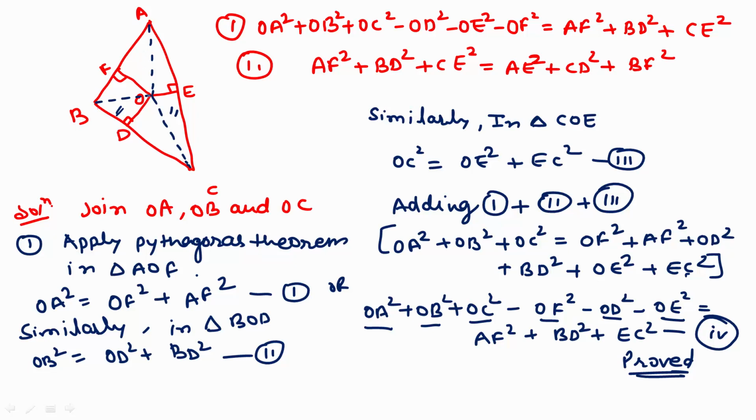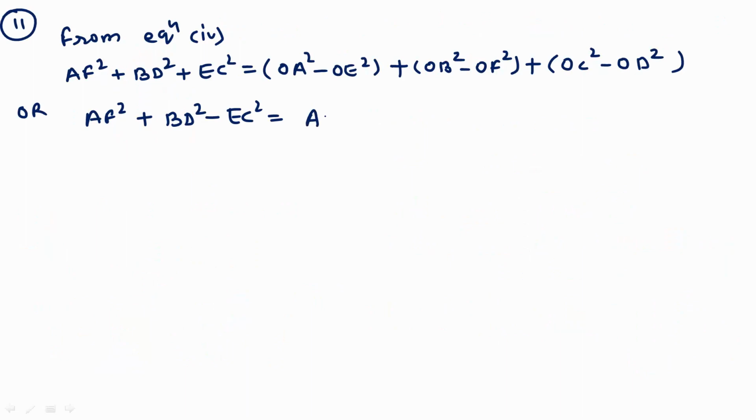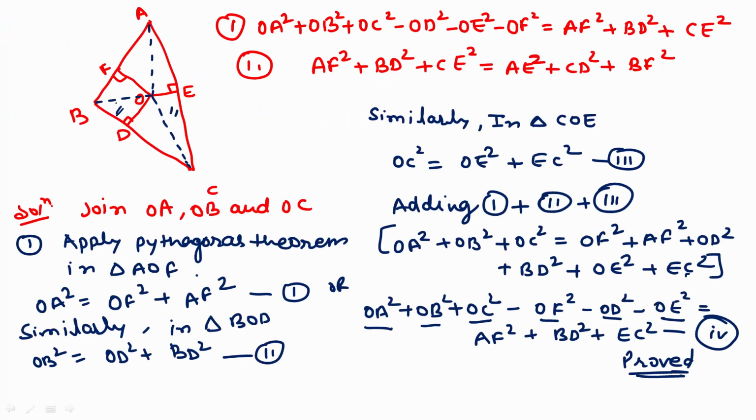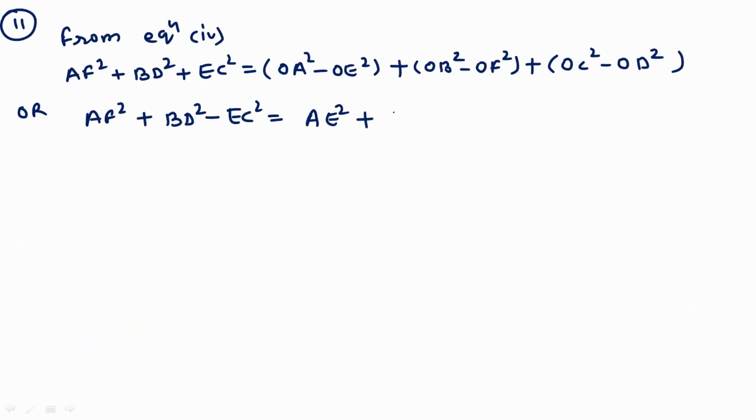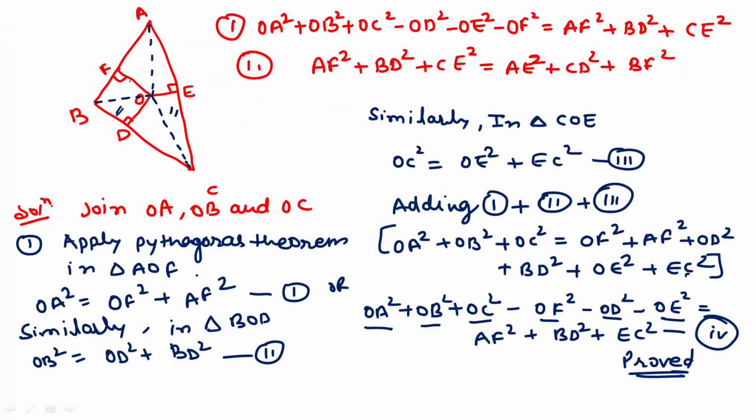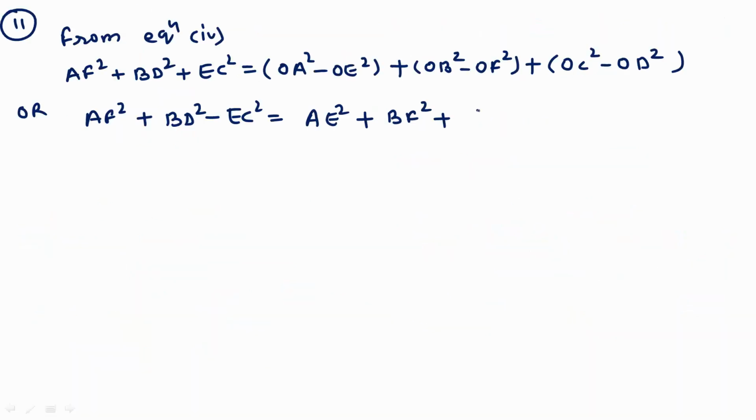OA square minus OE square is equal to AE square, plus OB square minus OF square is equal to BF square, plus OC square minus OD square is equal to CD square by Pythagoras theorem. This is your number second has been proved. Now see the next question.